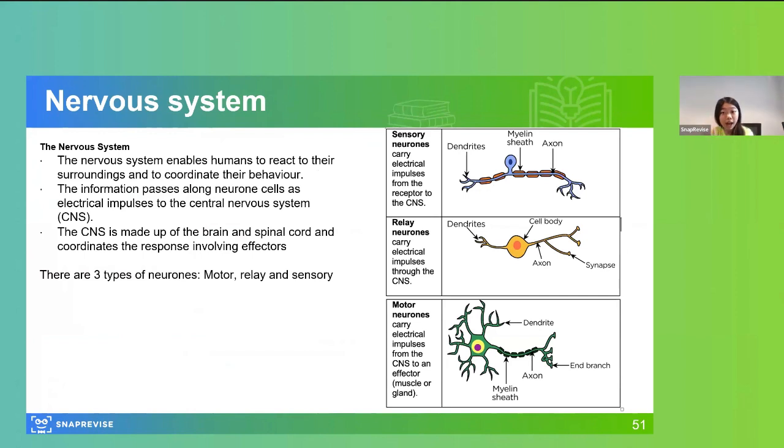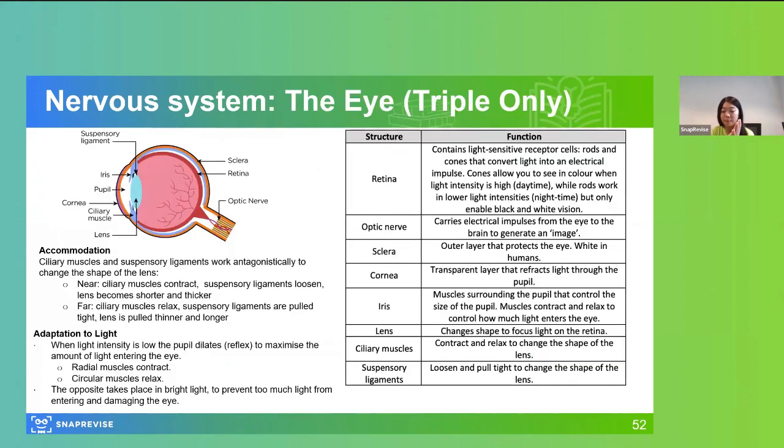The next section, the eye, is only in triple science. So if you're in double science, like in combined science, have a break, but the next part is triple science. I'll just quickly explain this. For triple science, you need to know about the eye very specifically. There are 2 things you need to know about the accommodation of the eye. The first one is looking at different distances, looking at something close and looking at something far away.